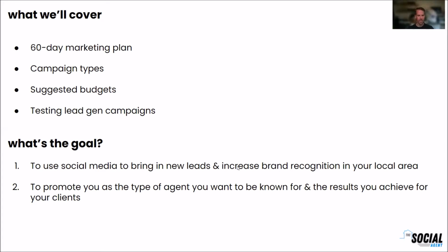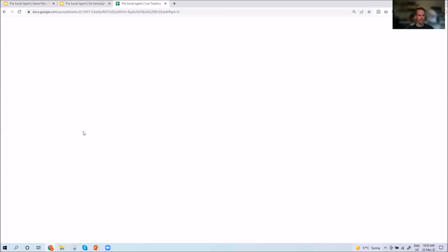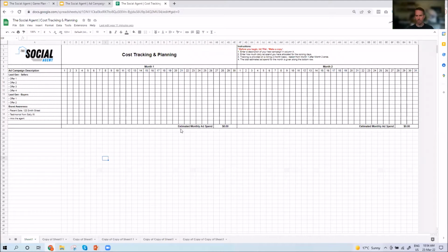Now, I'm just going to get out of this presentation here. So the majority of this discussion is going to be done in a cost tracking and planning spreadsheet, which is what our clients use to track what campaigns they're running, when, and how much they're spending on a monthly basis. But I just want to use this to run through this marketing plan. So over on the left-hand side here, you'll see, and I've just highlighted this one in red there, sorry for the delay.